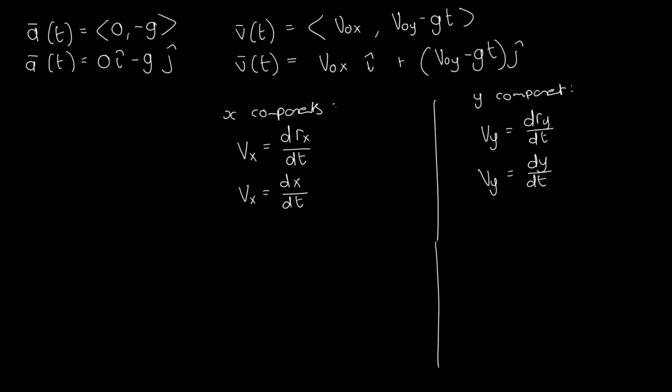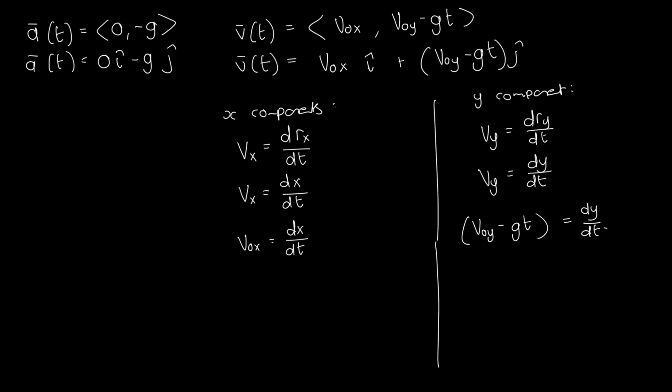But I want to again connect it back to the fact we are going to work with vectors. So now we can sub in our velocities in the x component. So that's just v0x is equal to dx dt. We're going to do the same on the y side. So we're going to have v0y minus gt is equal to dy dt.